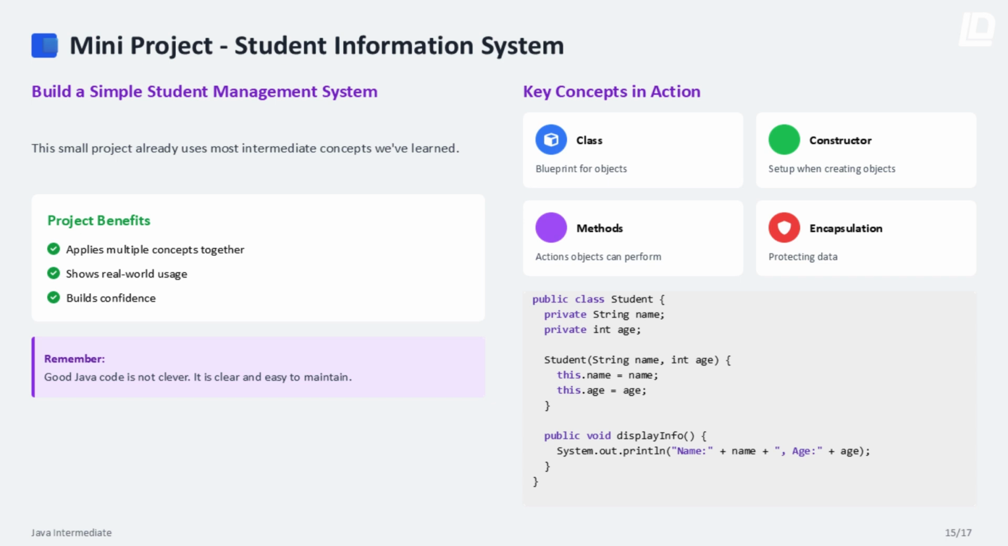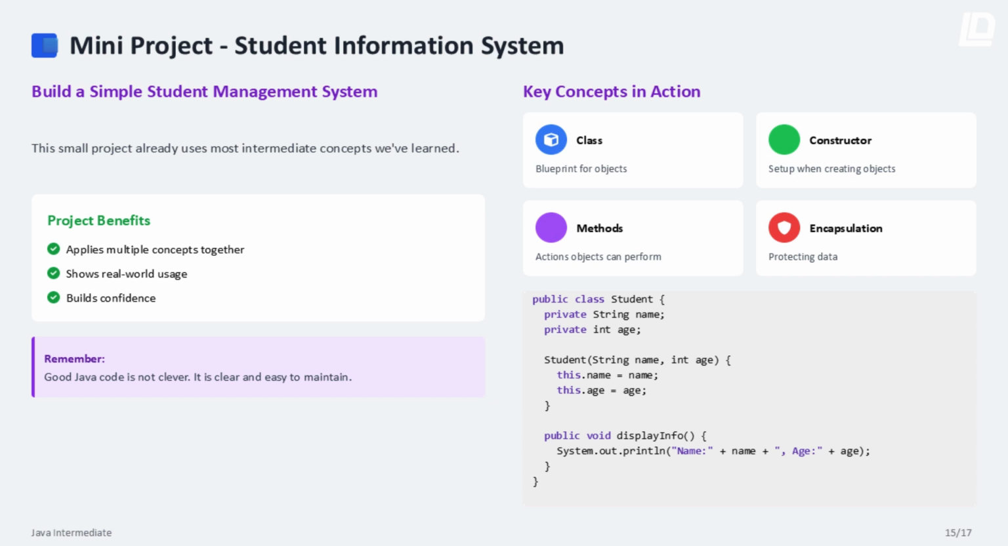Next, you must create a constructor for the student class. The constructor should accept the student's name and age as parameters. When the object is created, these values must be assigned immediately. This ensures that every student object starts with valid data. This step is important because it demonstrates proper object initialization.